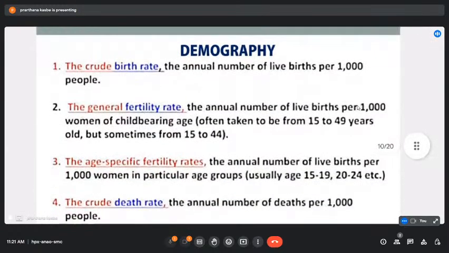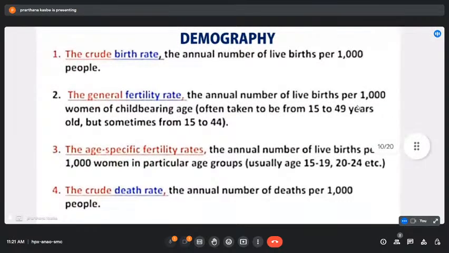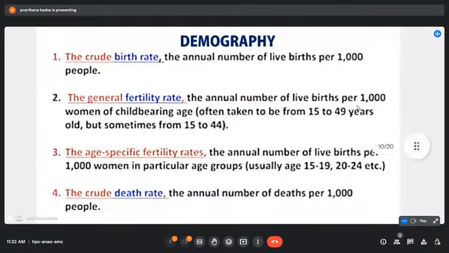And so we have to discuss what the main concepts regarding demography are. We have discussed the crude birth rate, etc. But now we have to know the main definitions of it. The crude birth rate is the annual number of live births per 1,000 people. What is meant by the crude birth rate? The annual number of live births per 1,000 people.